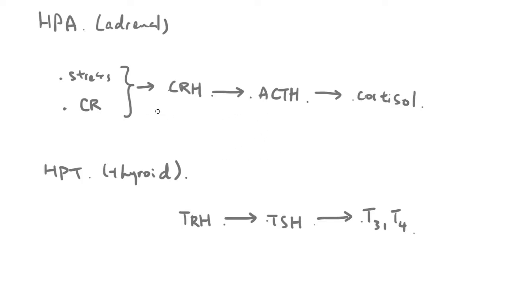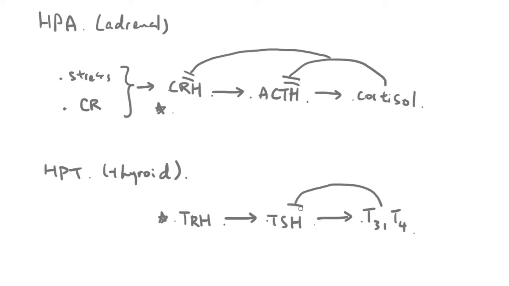And these two pathways, the HPA and the HPT, they both feed back in a similar way, in the sense that cortisol would feed back to the anterior pituitary to inhibit ACTH, and it would also feed back to the hypothalamus to inhibit the release of CRH. And similarly, T3 and T4 would inhibit TSH and TRH release.